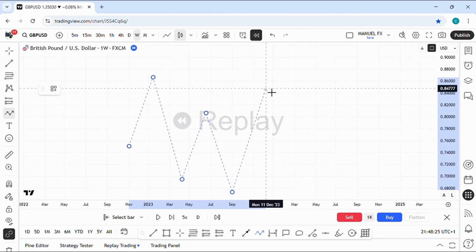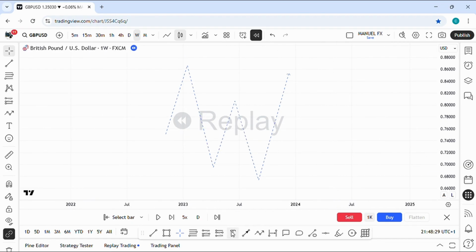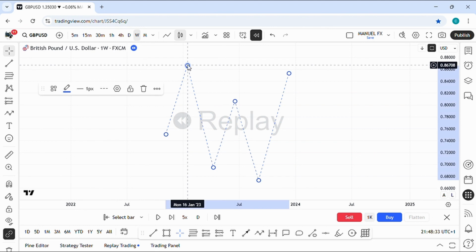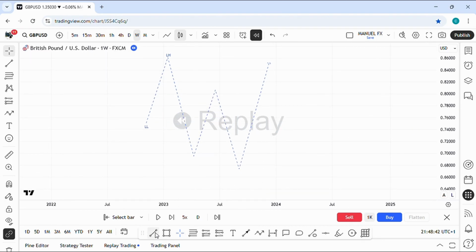Remember that I told you that if this is a lower high and this is kind of like a lower low, and this is a break of structure.